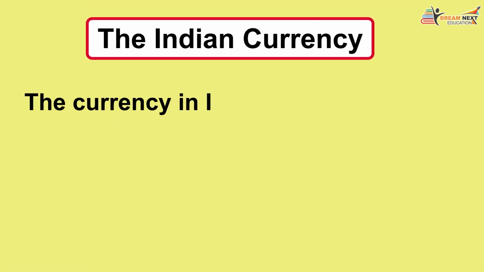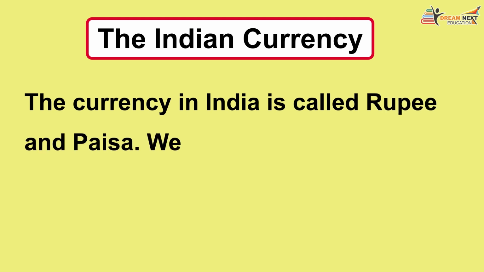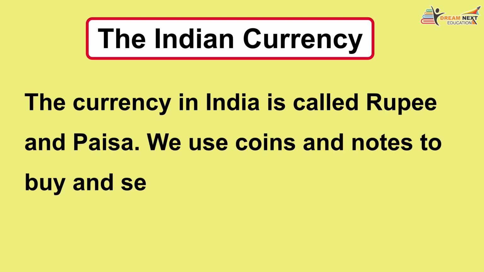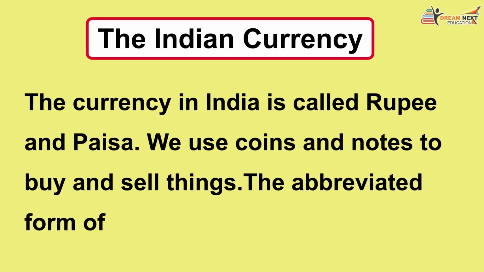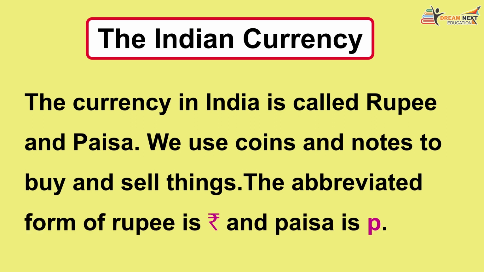The Indian currency. The currency in India is called rupee and paisa. We use coins and notes to buy and sell things. The abbreviated form of rupee is R and paisa is P.